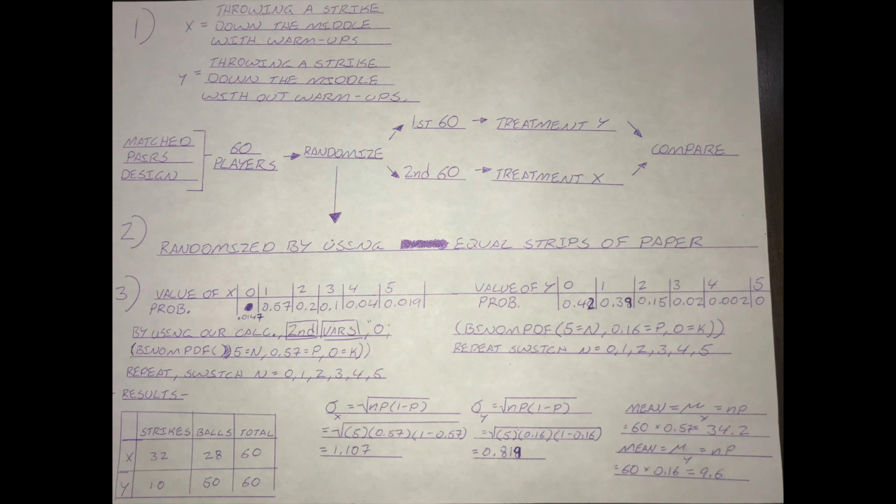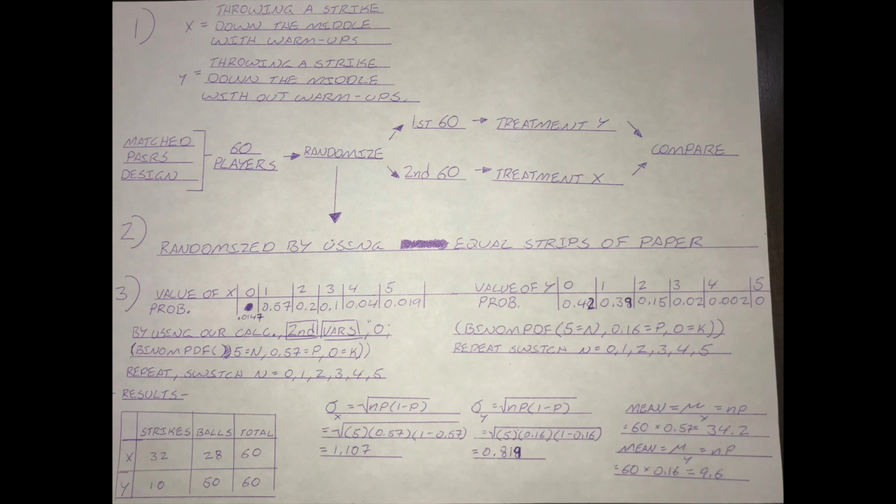To find the probability of X, we use our calculator by going to second vars 0, which is the binomial PDF. If we were to use 5 for our population, that would be n. Our probability, 0.57, would be p, and the value of x you would want to choose would be k. For Y, you would repeat what you did for X, but the only difference would be you would replace 0.57 with the probability of Y, which is 0.16 for p.